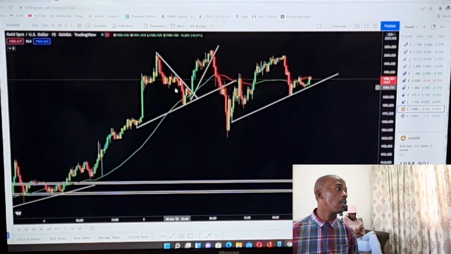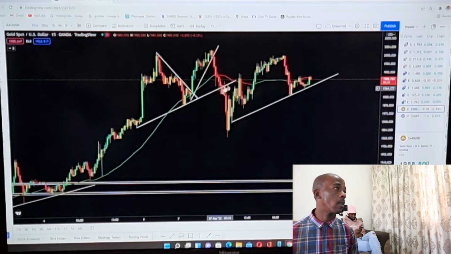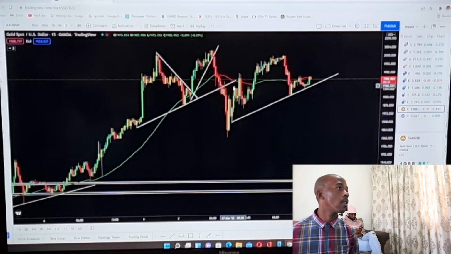And as you can see, yesterday I caught it when it breaks out from here as a buy. Then I waited for it to break this trend line. Then I caught it for a sell. I also caught it when it breaks this trend line, making my entries for sell here.